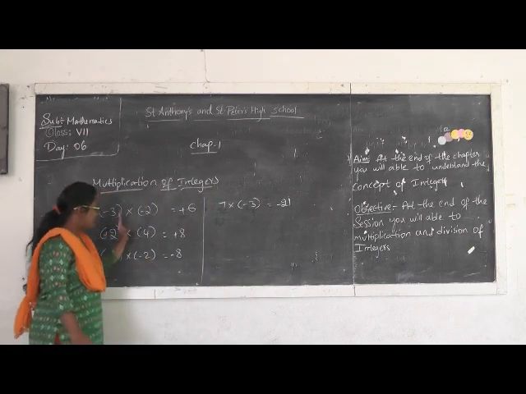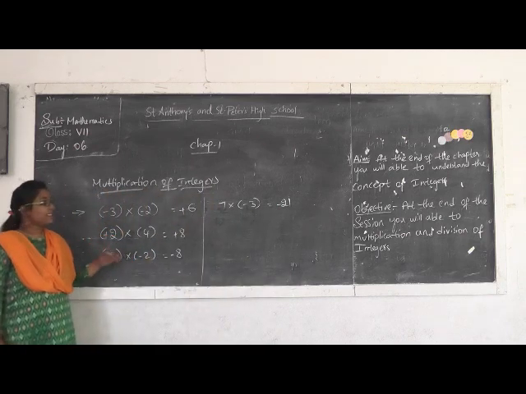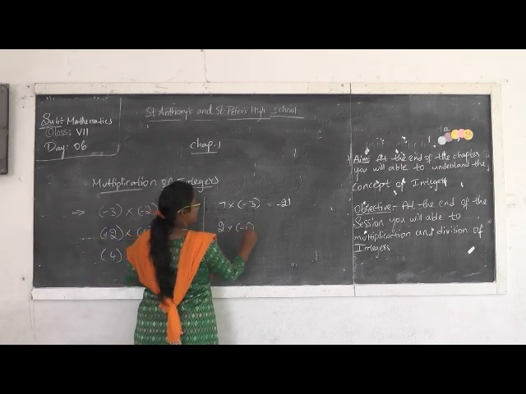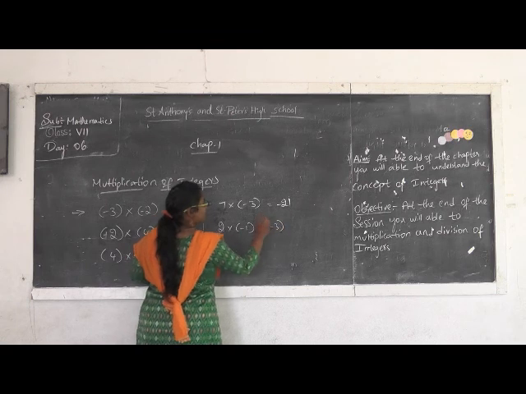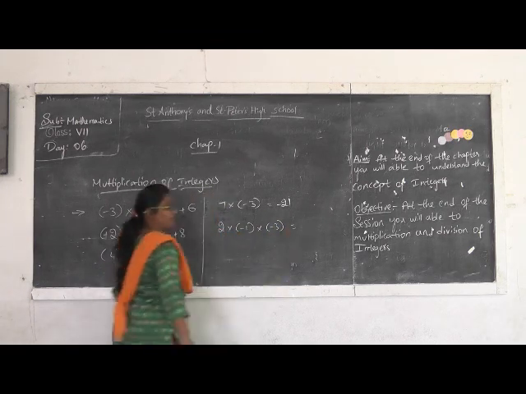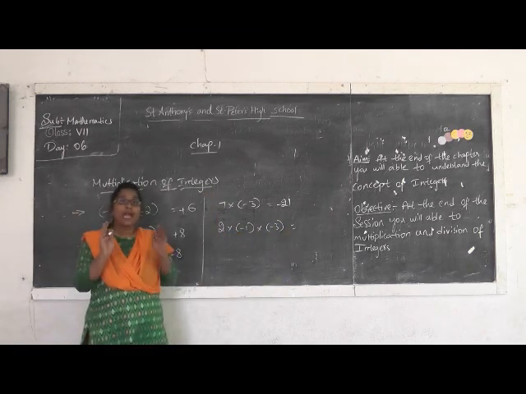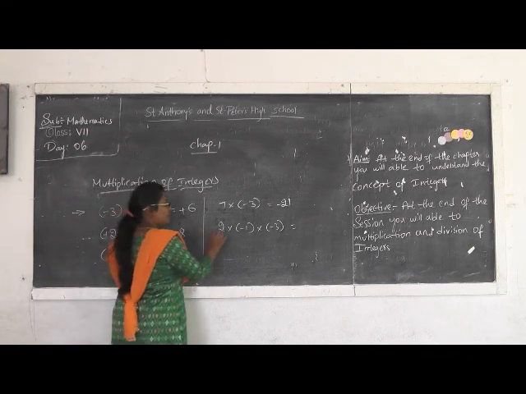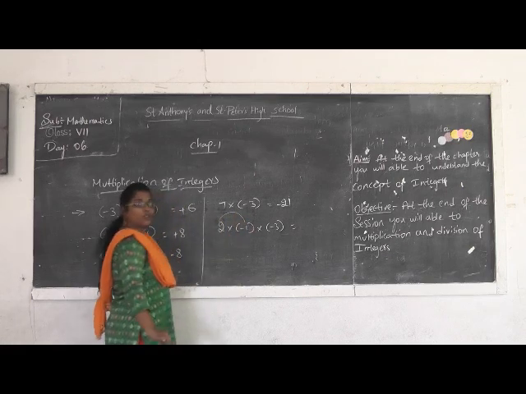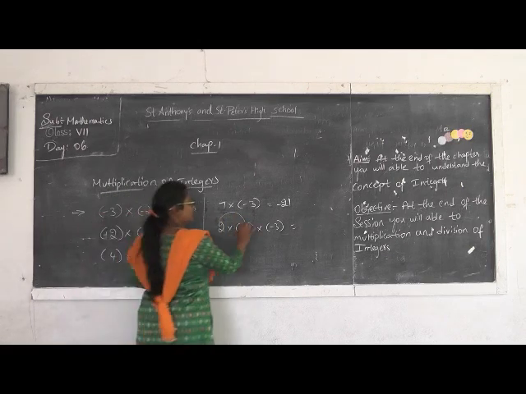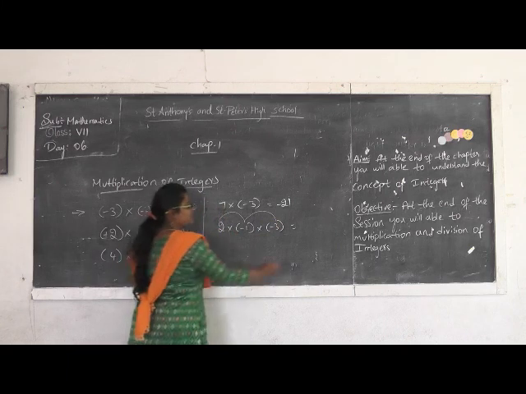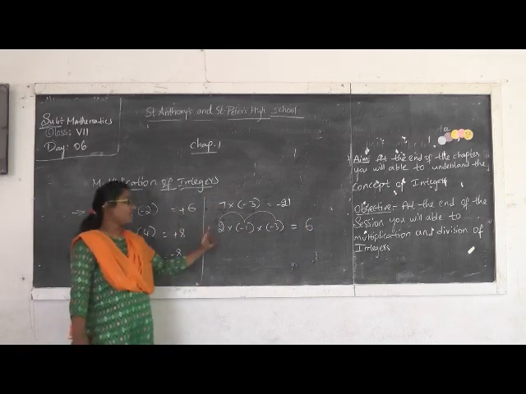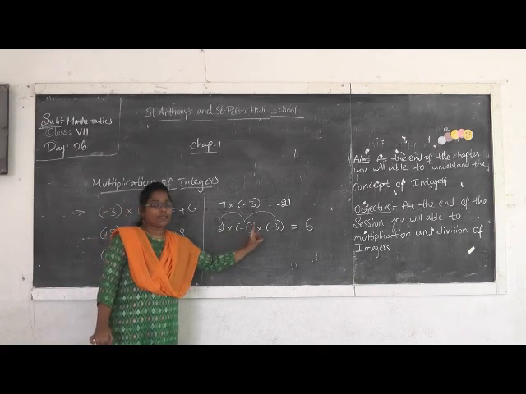Okay, now here I took examples with only two terms. Let's see more than two terms. Let me take 2 into minus 1 into minus 3. Let us solve this one. First step, what do we have to do? We have to multiply all the numerical terms first. 2 ones are 2. Next, 2 threes are 6. Write 6 in the place of the result. So in the first step we multiply all the numerical values.